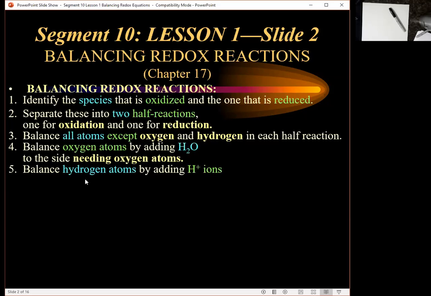So then we're going to balance the hydrogen atoms, and we do that by adding hydrogen ions to the side that needs hydrogen. So again, you just look at the two sides and count up the hydrogens on each side. If the left has 6 and the right has 8, you're going to add 2 hydrogen ions to the left. You're going to balance the hydrogen by adding hydrogen ions. Don't worry about the charges yet.